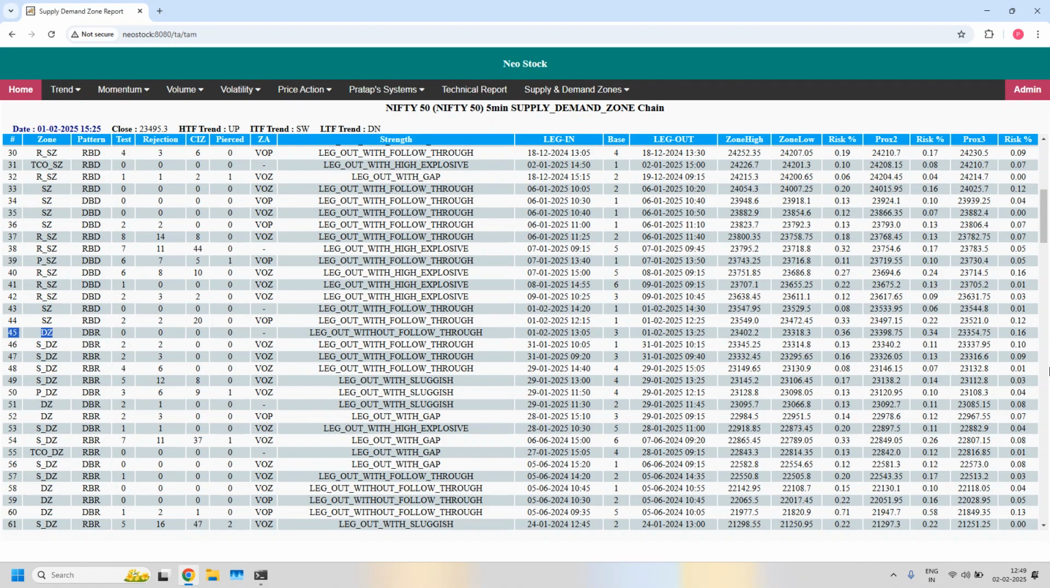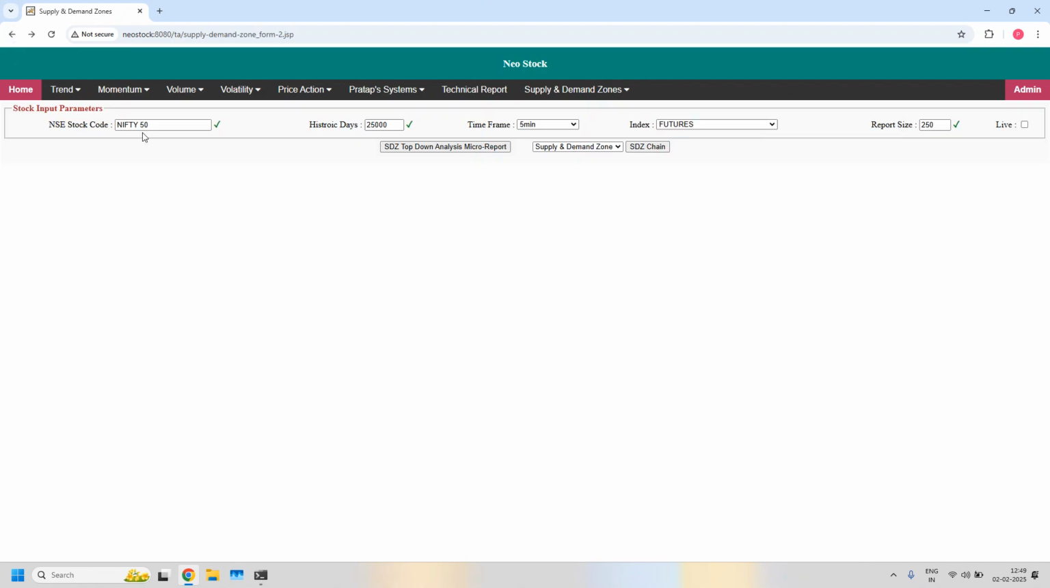Next we will generate BANKNIFTY supply demand zone chain. Nifty Bank is nothing but Bank Nifty. Generating monthly supply demand zone chain for Bank Nifty.